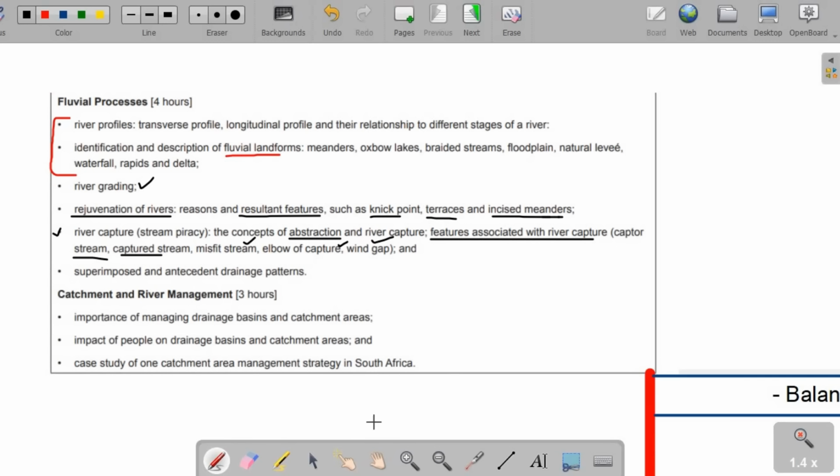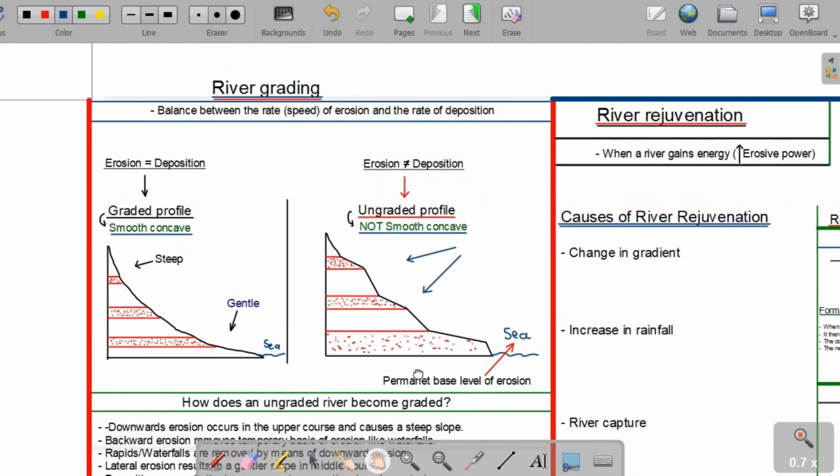Now, this means that the next video will be on the catchment and river management, and that should be just one video. And then we'll take a look at the paper 2 topics. I don't want to waste any more time, guys. Let's get into the content.